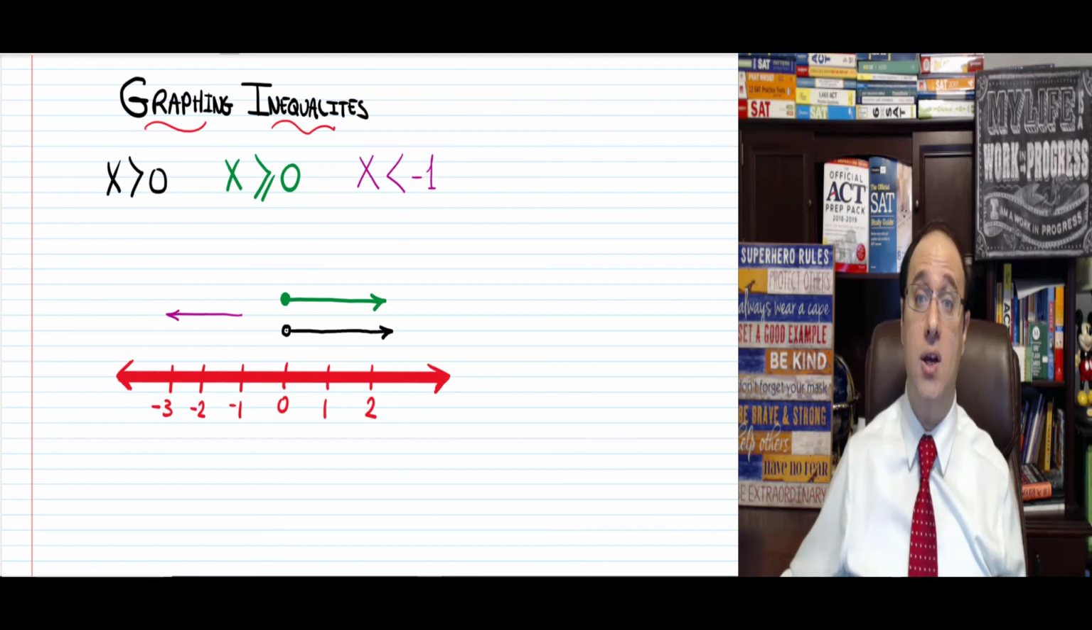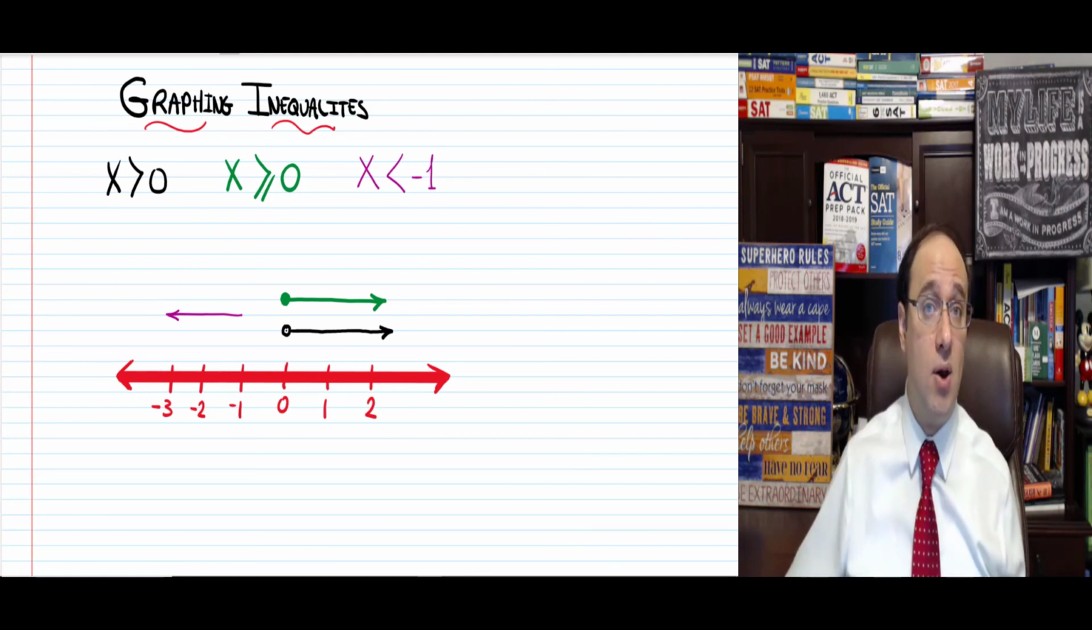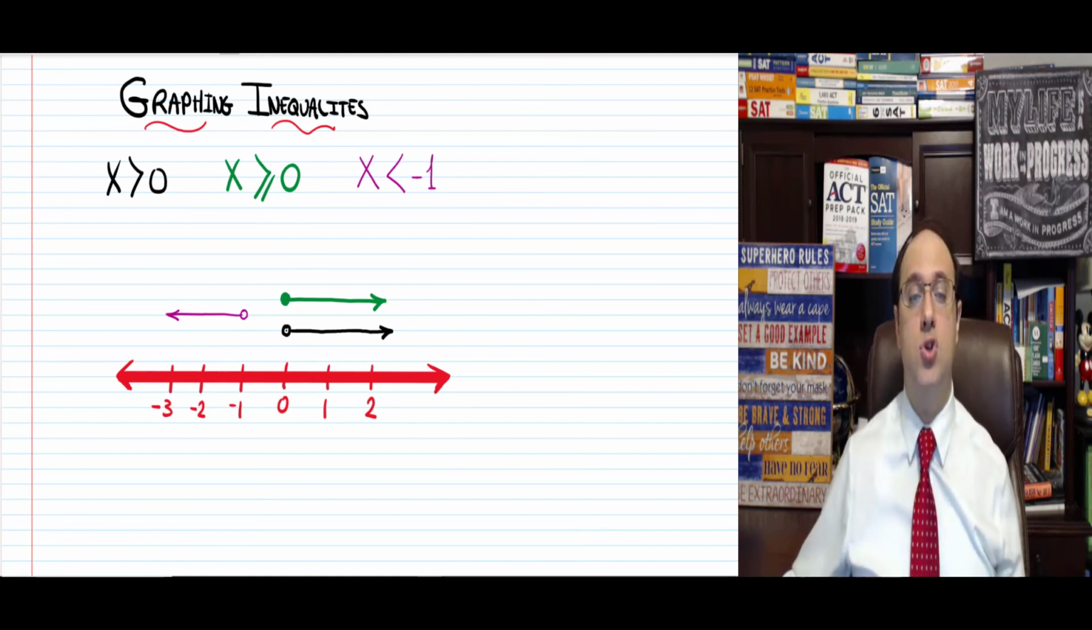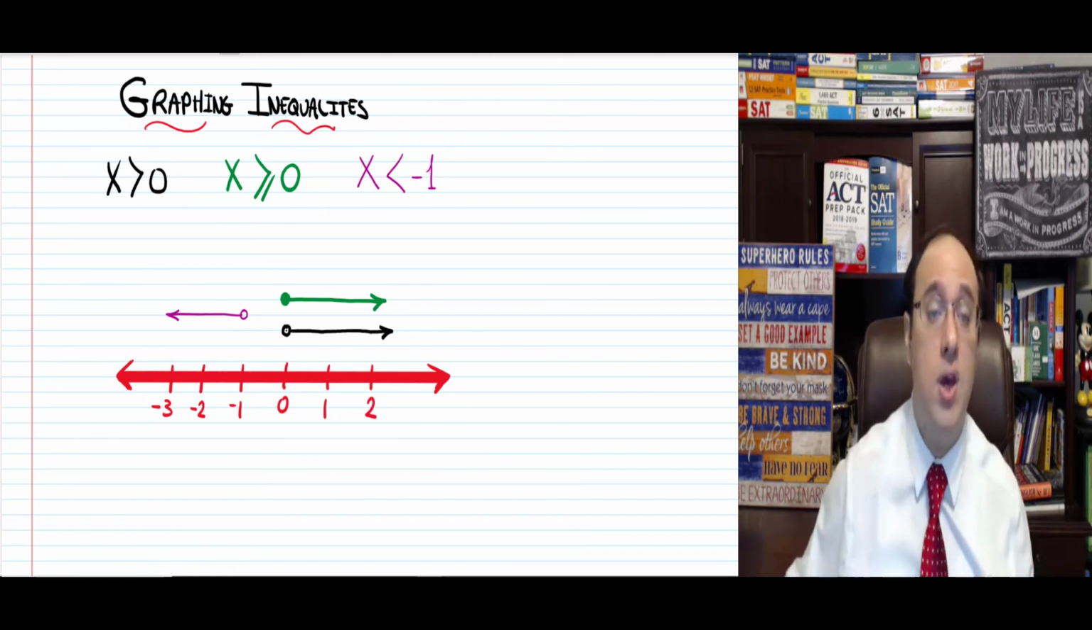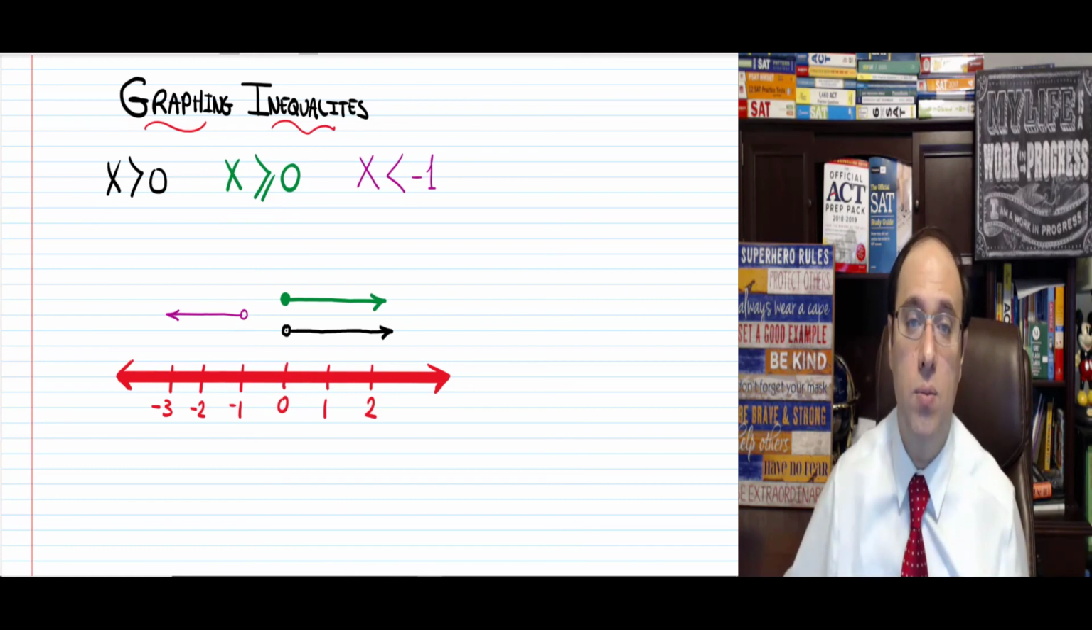At -1, is x equal to -1? No, because it says x is less than -1. It doesn't say anything about being equal. So we put an open circle on top of -1. Okay, just to make sure you understand this, let's do one more in blue.